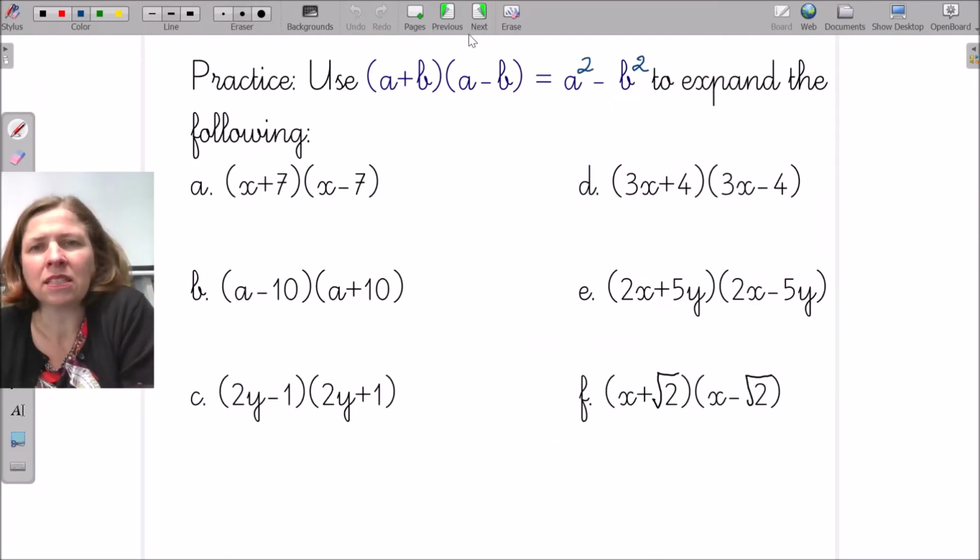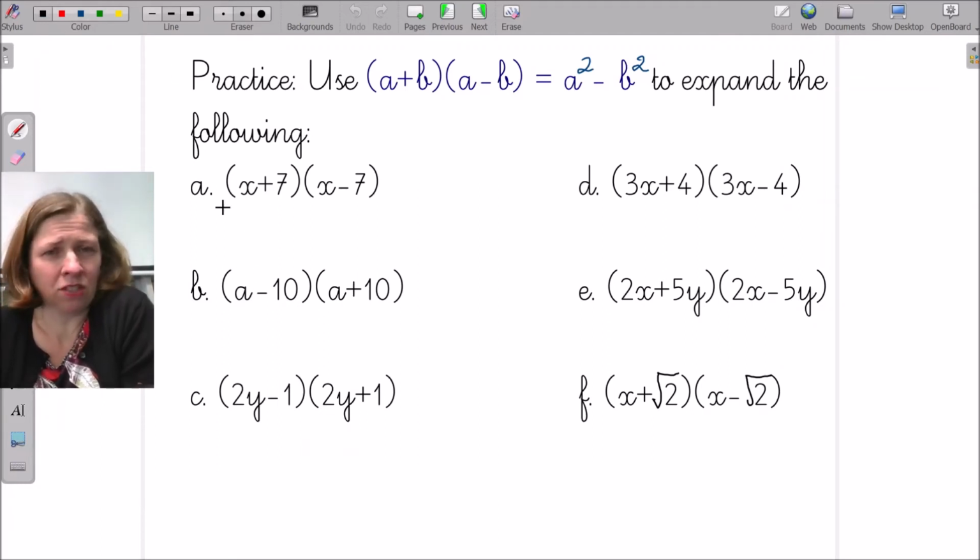Let's do some practice. This time we're not going to use FOIL. Definitely do not use FOIL to expand these. Use the pattern to expand these brackets. So what you should do now is pause and do them yourself on a piece of paper. Then hit play again and watch me do them so that you can check your answers.